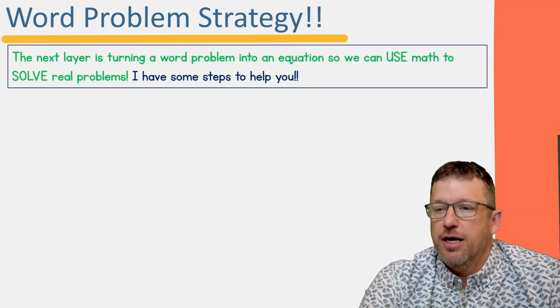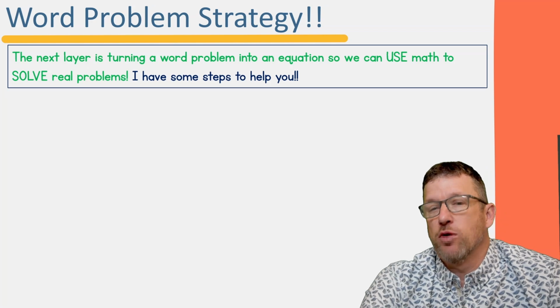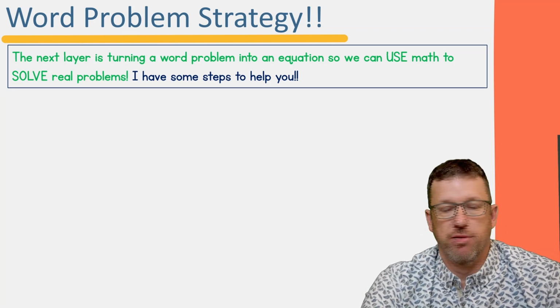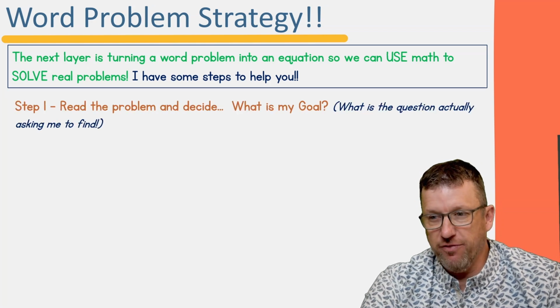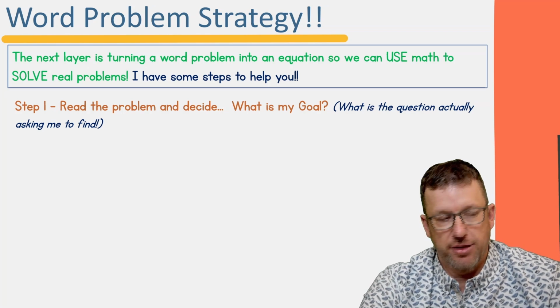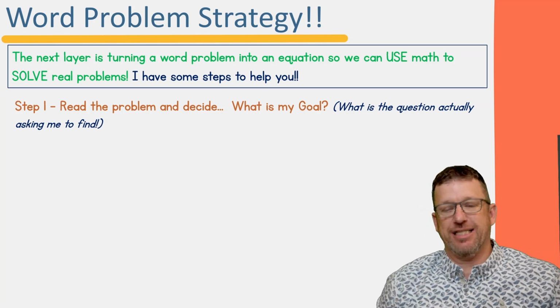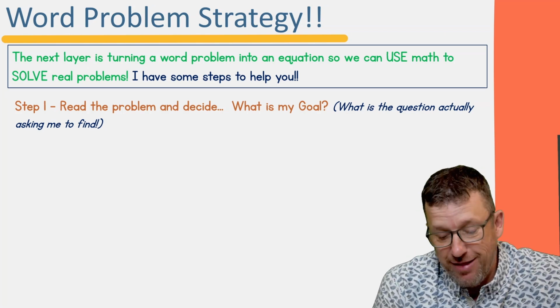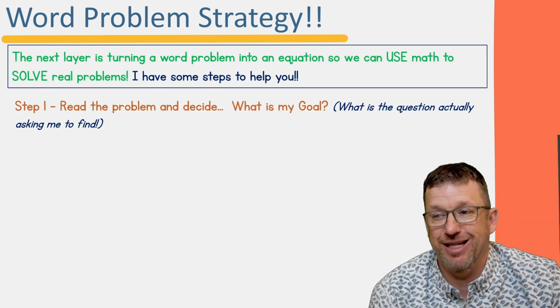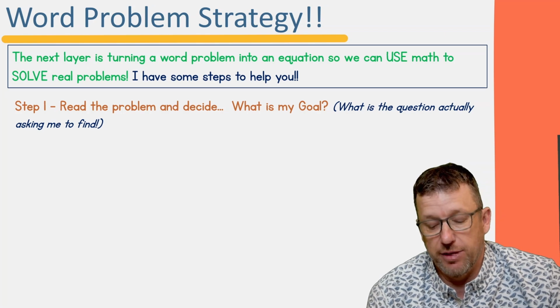Okay, so the next layer is turning a word problem into equations so we can use math to solve real world problems. And I have some steps that will help you. First of all, one, read the problem and decide what is my goal. In other words, what is the question actually asking me to find? And you'll be surprised how often that is skipped by people who are working on these type of math problems, and then they end up doing a lot of work that they don't need to do.